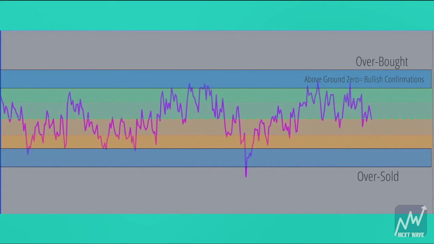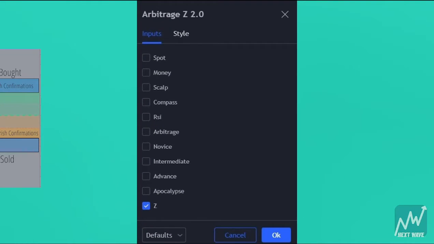If the line comes down all the way to this last bar, then that means that price is oversold and is going to try to come back up and go bullish. And below ground zero is bearish confirmations. And for the arbitrage Z, I usually leave it for the Z, but again, you can have multiple lines popping up. If maybe you'd want to add the Z and apocalypse together, or the Z and novice. That is up to you, but I suggest that you backtest it before you use it live.